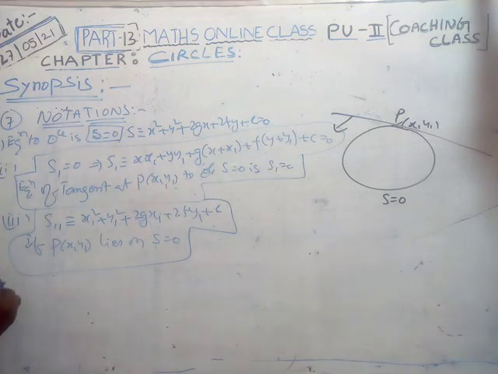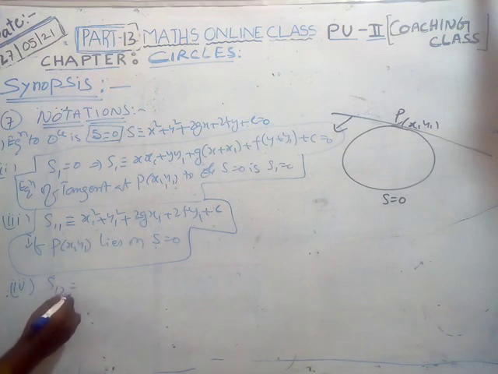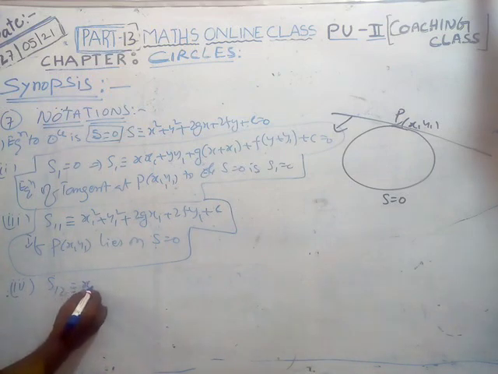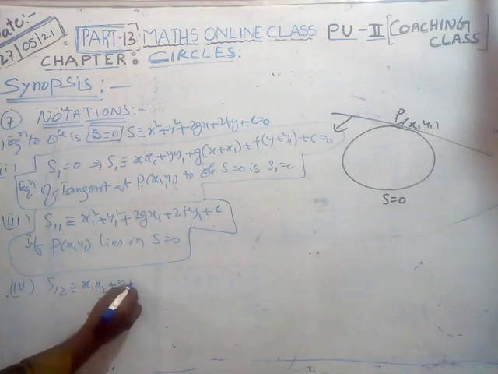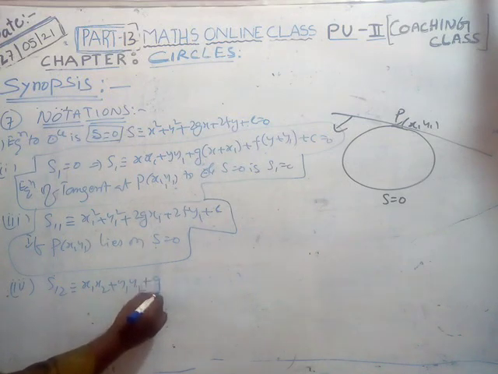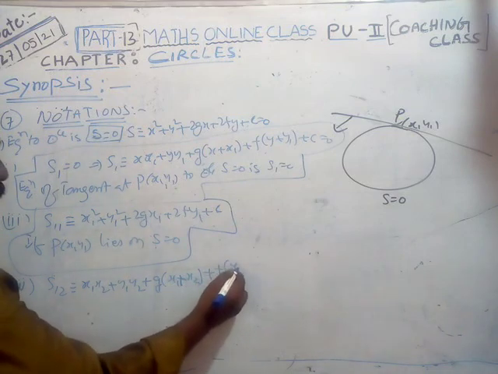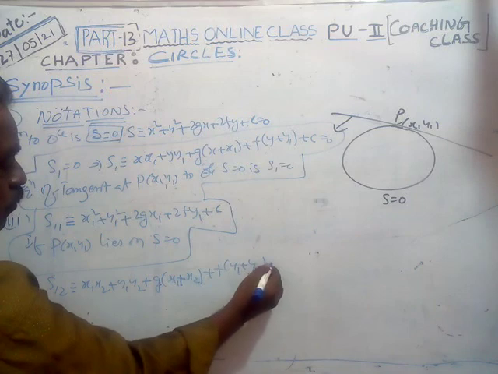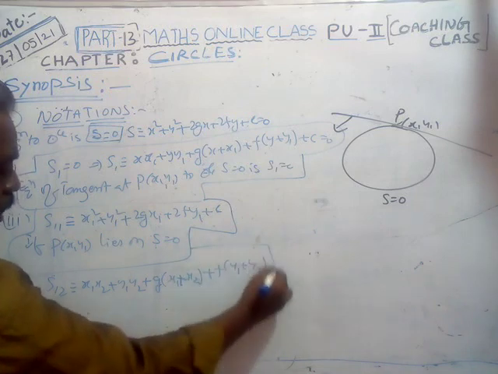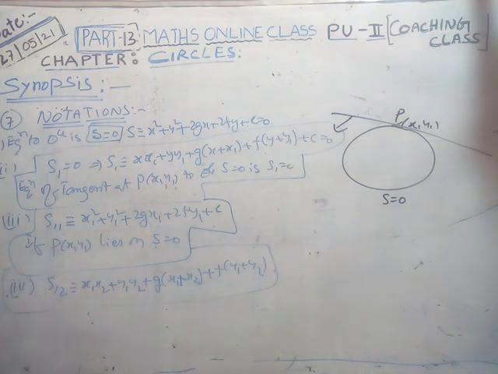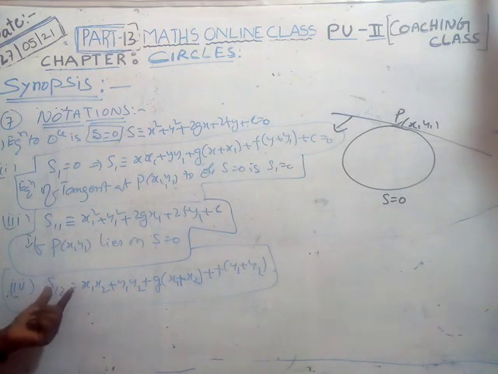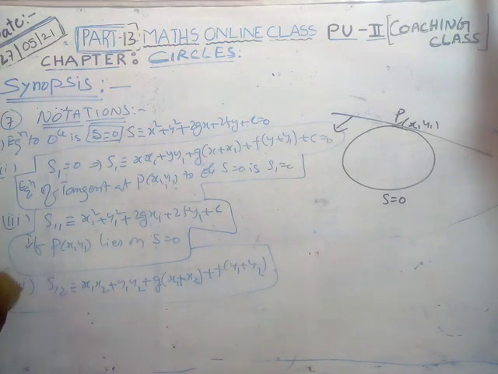And S12, suppose, is x1 x2 plus y1 y2 plus g of x1 plus x2 plus f of y1 plus y2. This is the next one. Now two points, P x1 y1, Q x2 y2, like that. When we use this concept, I will tell in the examples. While we are solving the problems, we will discuss.